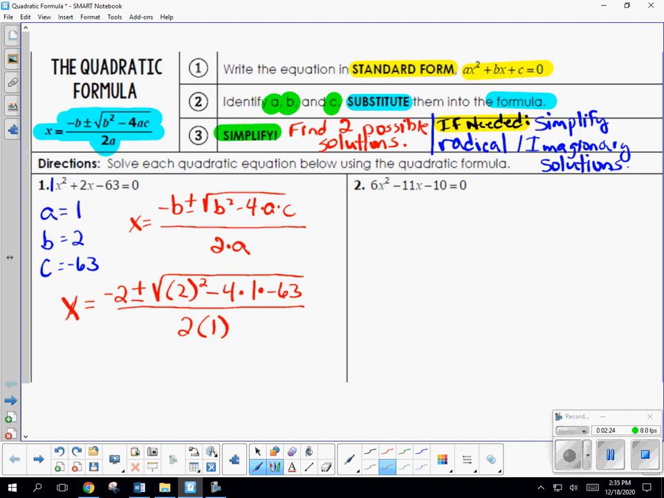Okay, so I would simplify what's inside the radical first. Please do not try to put all of this in your calculator. It's really not possible to do that. So negative 2 plus or minus the square root. We have 2 squared, which is 4, minus 4 times 1 times negative 63 becomes positive 252. And all of that is going to be divided by 2 times 1, which is 2.